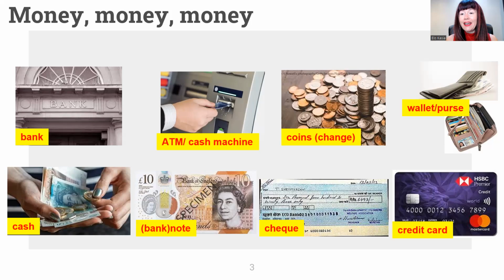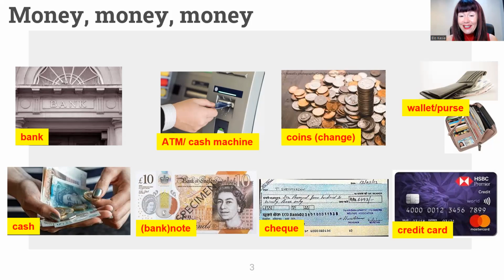Okay, cash, cash. Of course, we do not use cash that much these days. We tend to use more credit cards, but cash is still very much in use. Bank note or just note. So you can say this is a £10 note. Or a banknote. It's usually shortened to note, but it comes from bank note, a note issued by a bank.